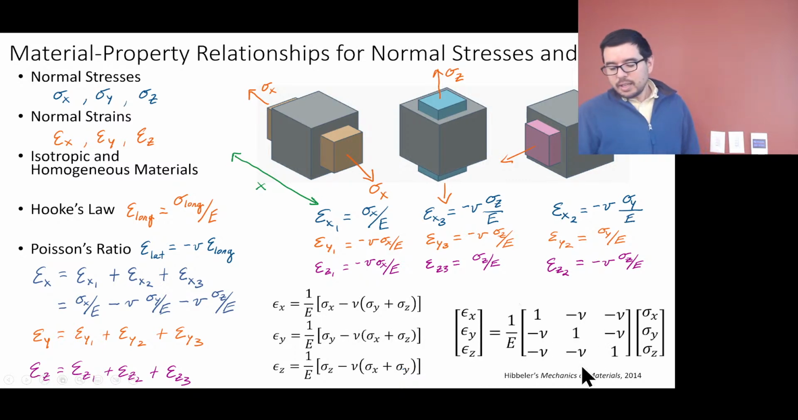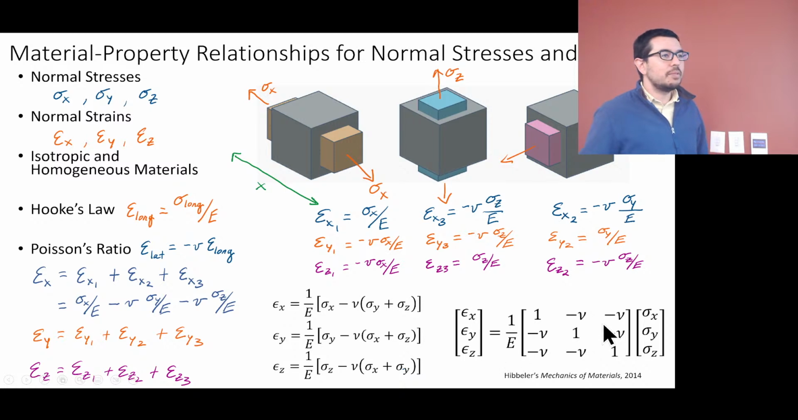And if you want to put it in kind of a matrix notation, and you just want to write this down on your formula sheet instead, you can say that these strains are going to be equal to 1 over E times this [1, -nu, -nu; -nu, 1, -nu; -nu, -nu, 1] matrix, with this column vector, sigma x, sigma y, sigma z.